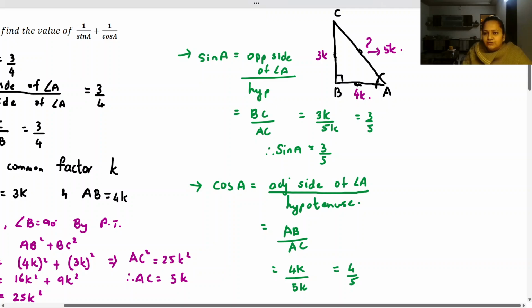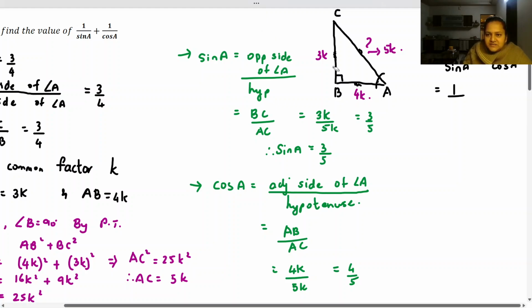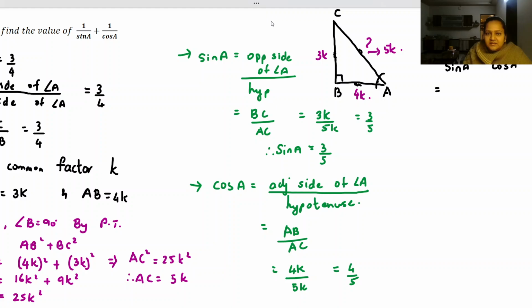We need the value of 1 upon sine A plus 1 upon cos A. Now we need to simplify this. If sine A is 3 upon 5, then 1 upon sine A will be the reciprocal of it, which will be 5 by 3. Similarly, if cos A is 4 by 5, then 1 upon cos A, the reciprocal of it, is going to be 5 by 4. And then it is just simplification.